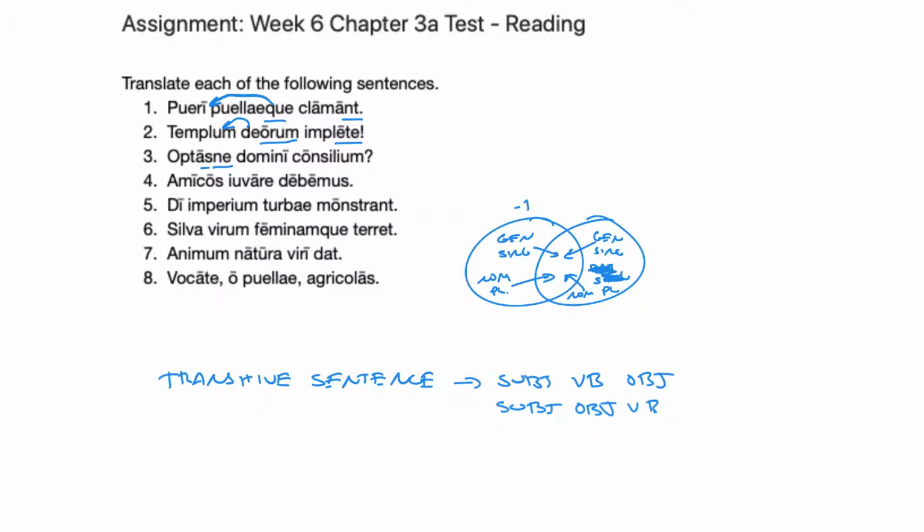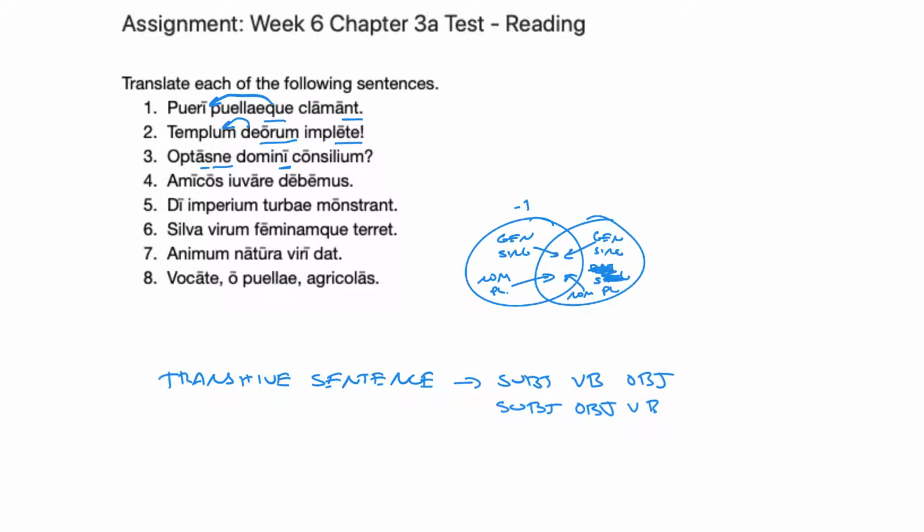All right, now, optasne domini consilium. We know that domini isn't accusative. It could be nominative by ending, but optas is not plural, which domini would have to be if it were nominative, and that S ending isn't third person, so domini can't be the subject of optas. That means it can't be nominative. That eliminates nominative plural as an option for the I ending on domini. The only thing then we're left with is genitive singular.